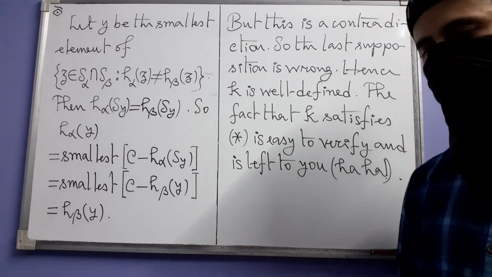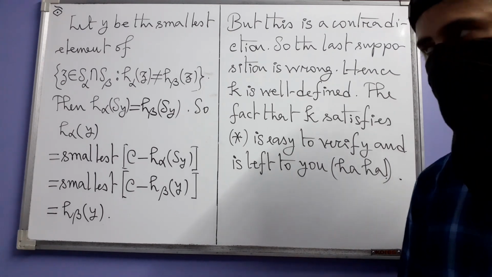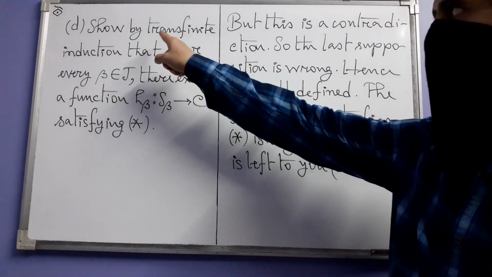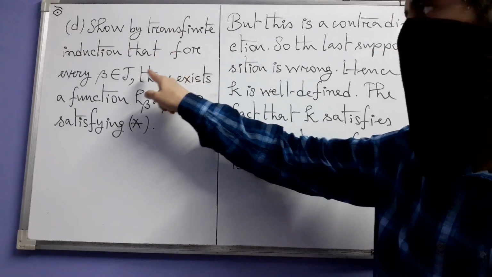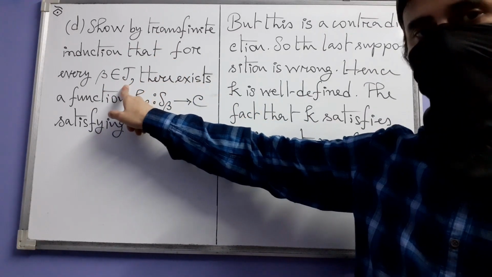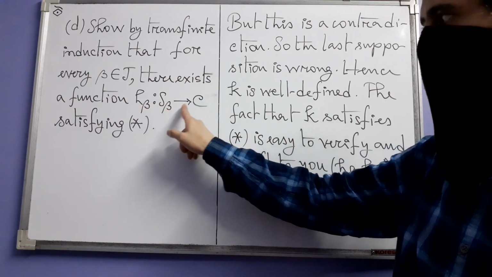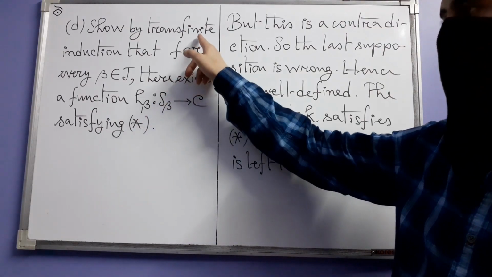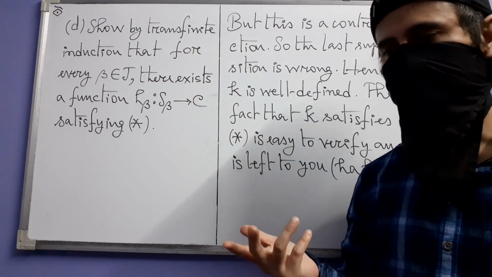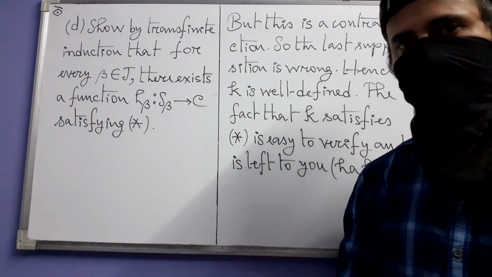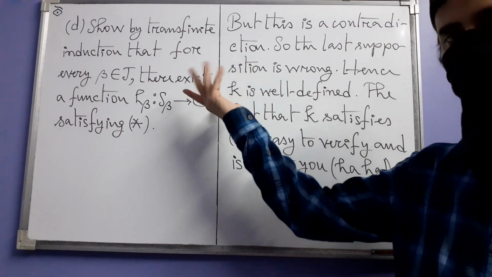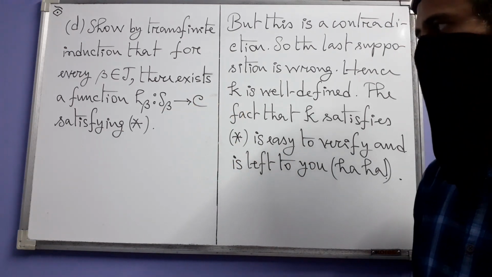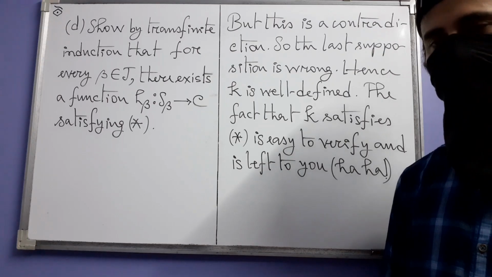Let us next see the next part, part D. In part D, we have to show by transfinite induction that for each beta belonging to J, there exists a function H beta from S beta into C which satisfies star. Transfinite induction is the version of induction that you have on general well-ordered sets. For that you can go back and see exercise 7, I think. Anyway, so let's see the solution now.